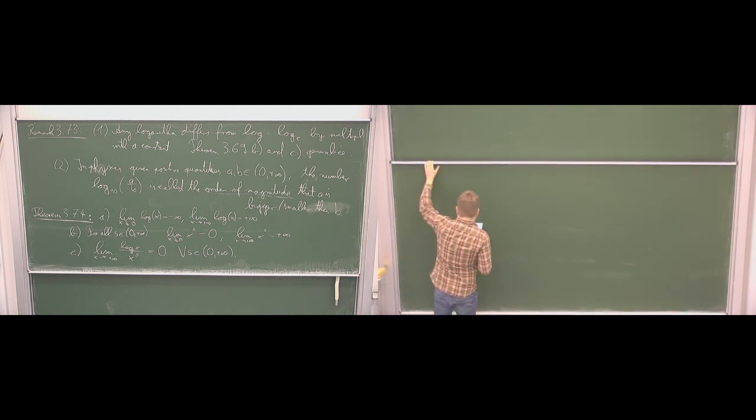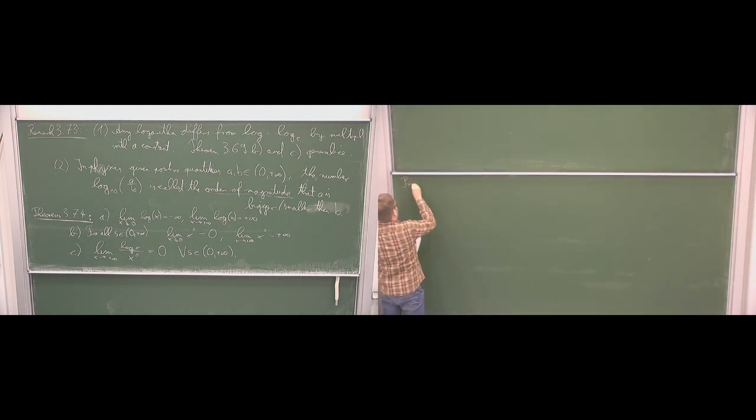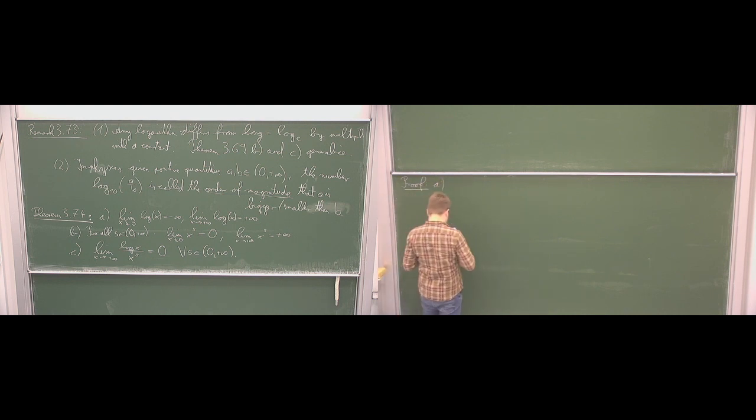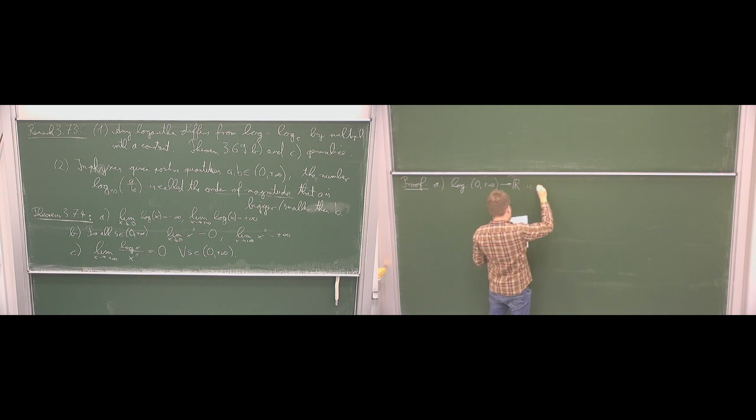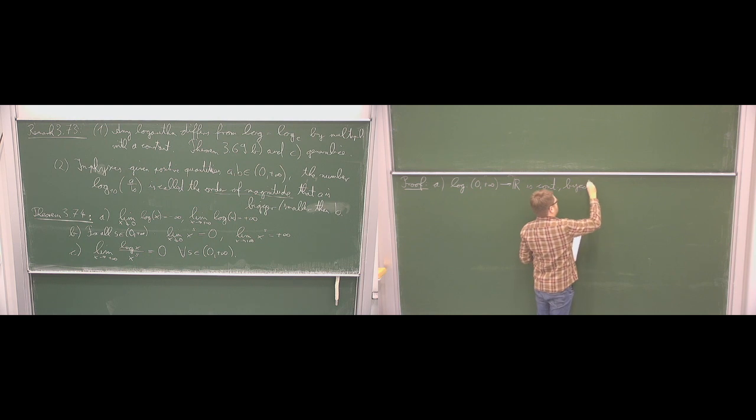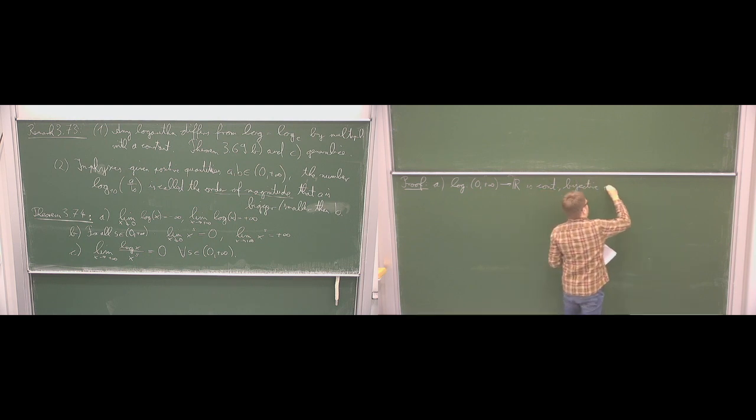Okay, the first part is basically very simple. You don't need to employ very much. First of all, we know that log is going from 0 to plus infinity to R, and we have seen that it's continuous, that it's bijective just by construction, and that it's strictly monotonically increasing.